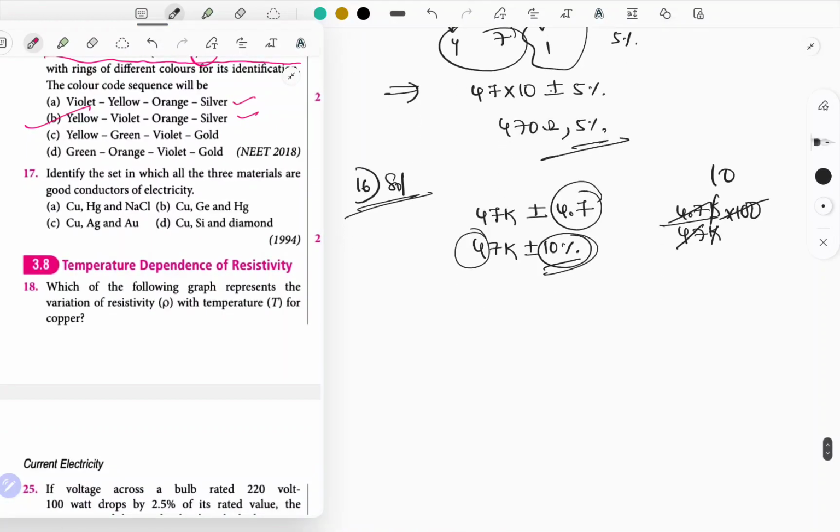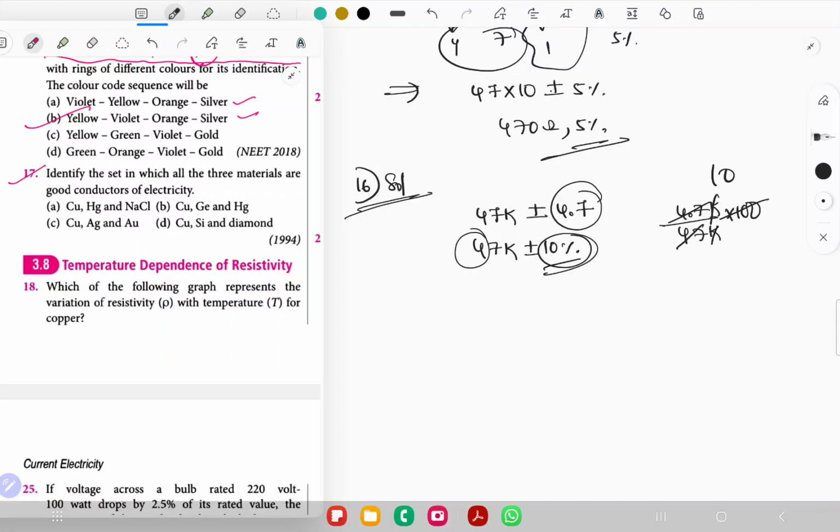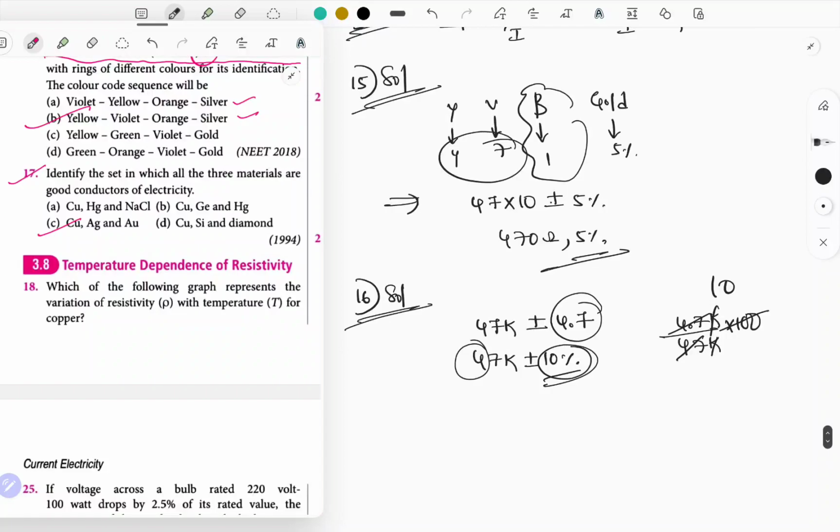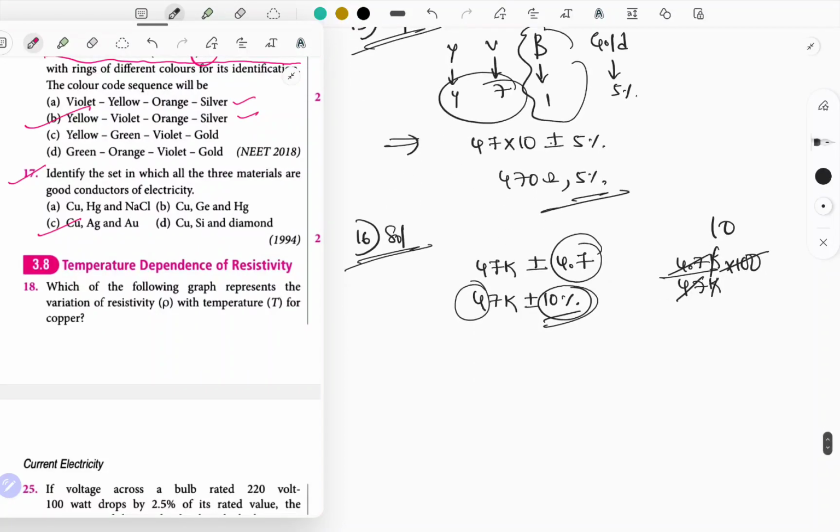Identify the set in which all the three materials are good conductors of electricity. It's just a basic question. For 17th question, good conductors of electricity are copper, Ag and Au. So these are the good conductors of electricity. Okay, next topic is temperature dependence of resistivity.